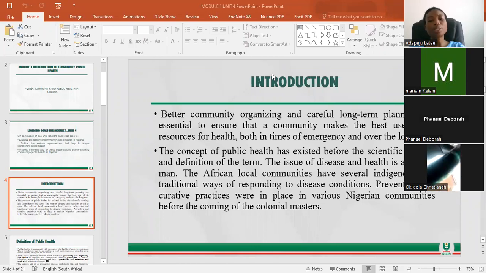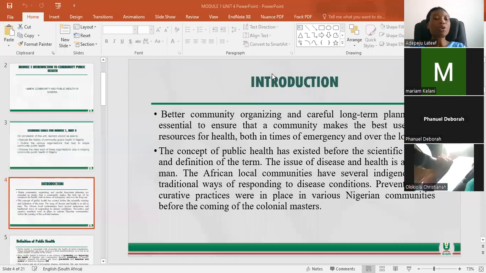It is also important that the aim of public health, as we have looked at it from Unit 1, Unit 2, and Unit 3, is to prevent disease and also to promote health and also for curative purposes. And we see that when we talk of community and public health, it's not only for prevention alone. You also want to promote health, and you also look at the curative practice of it.